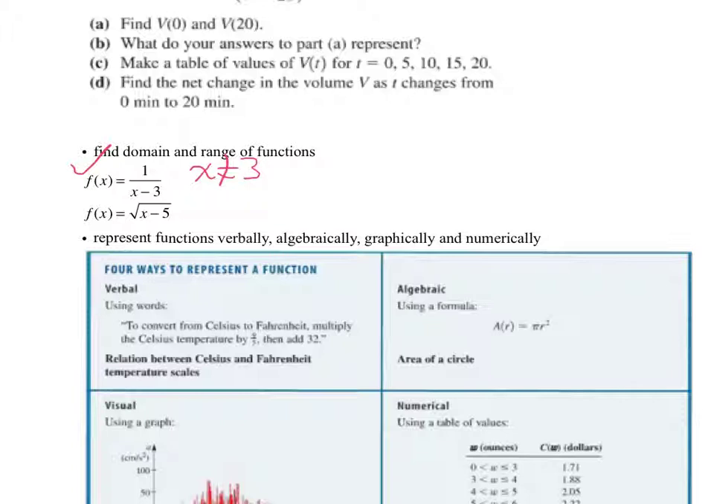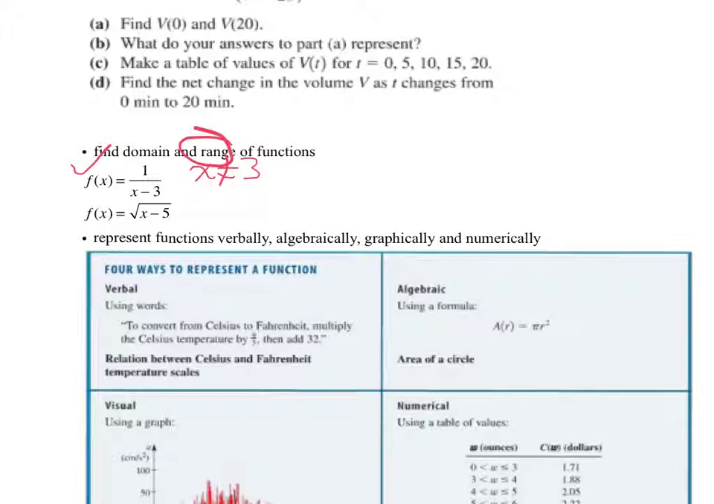Now for the range, 1 over x minus 3 is always, the range is all, well, we could talk about the range. It's easier to get the range if you look at the graph. Well, let's talk about that another time.